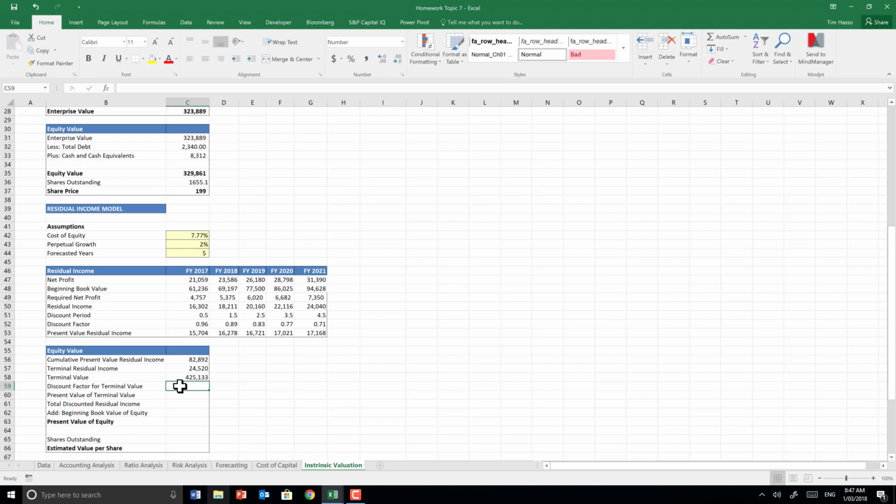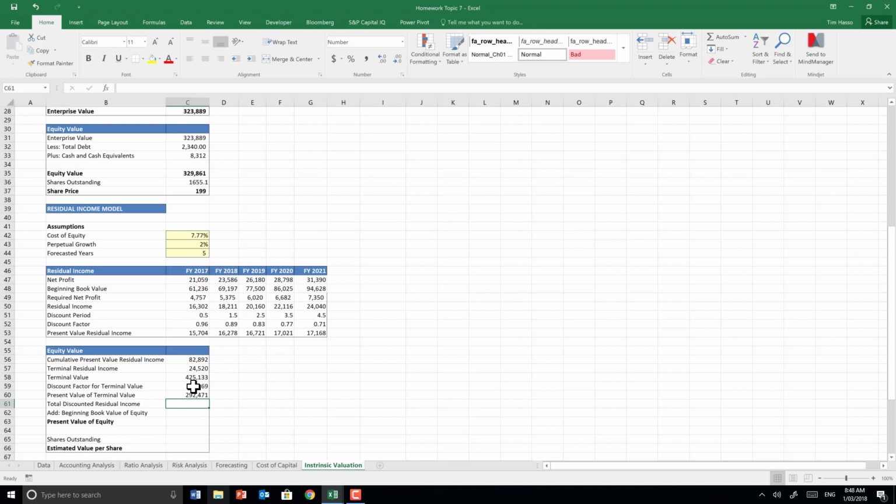So we need to again figure out how do we discount them back to the present period. So we need to estimate the discount factor. So the discount factor, again, similar to how we've done it a couple times now, take 1, you divide it by, open up a bracket, 1 plus the cost of equity in this case, close the bracket, take it to the power of the number of years we forecasted, which is 5, and you get 0.69. So the present value of the terminal value will be equal to the terminal value multiplied by the discount factor. Press enter and you get about 292,000.